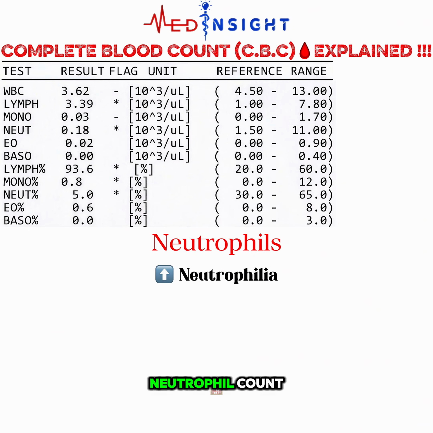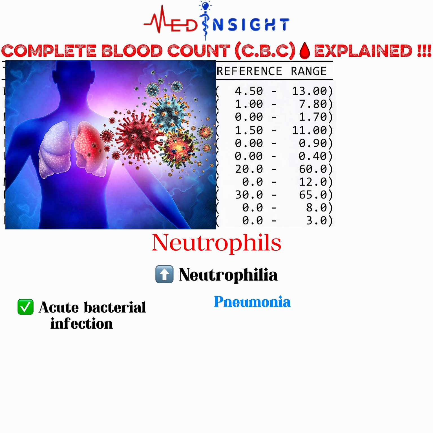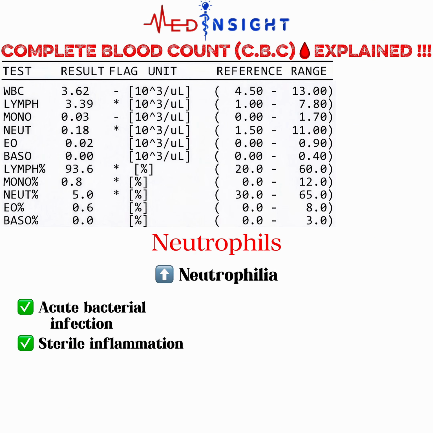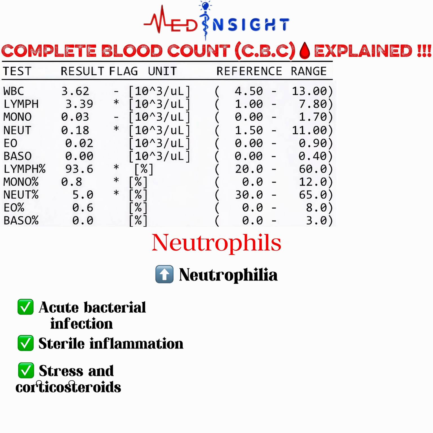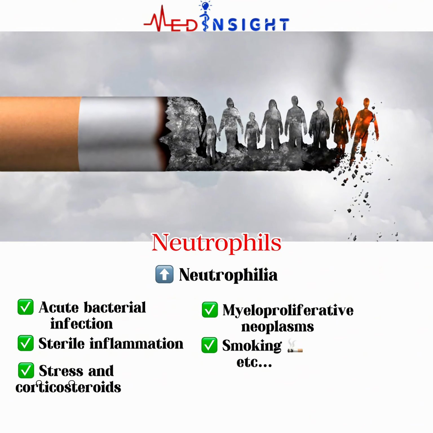Neutrophilia, that is high neutrophil count, may indicate acute bacterial infections like pneumonia, acute appendicitis, pyelonephritis, amongst others. Sterile inflammation as a result of tissue damage from burns, trauma, surgery, amongst others. Stress and corticosteroids, myeloproliferative neoplasms like chronic myeloid leukemia, and smoking.